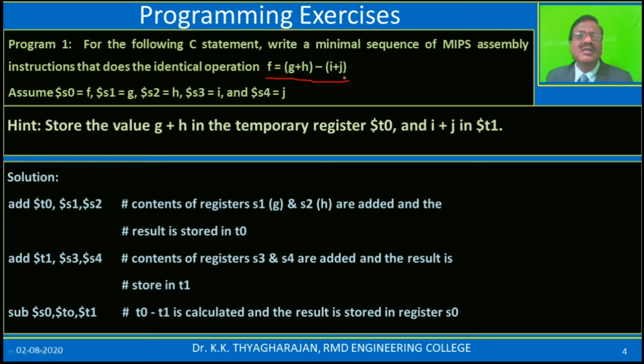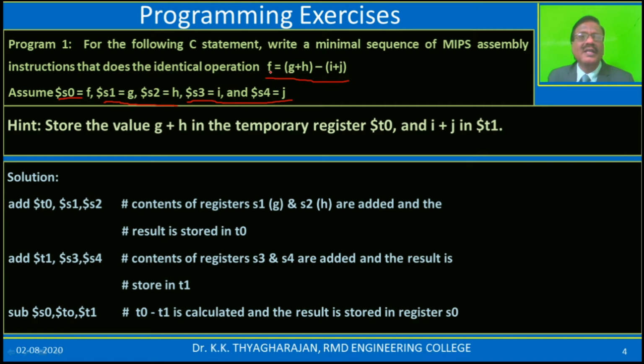Actually, all these are variables. Each variable will have a value. Those values may be stored in any register. So, for example, in this program, F is assigned to S0. F value should be stored in register S0. Then G value should be stored in S1. Similarly, H value should be stored in S2. Then I is stored in S3 and J is stored in S4.